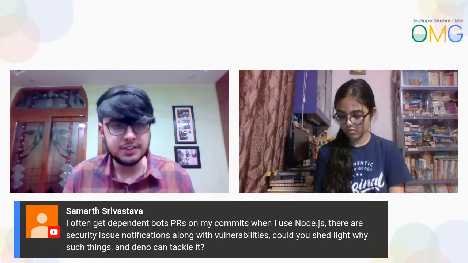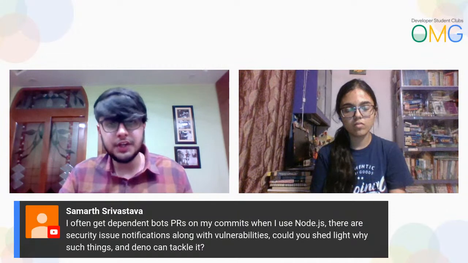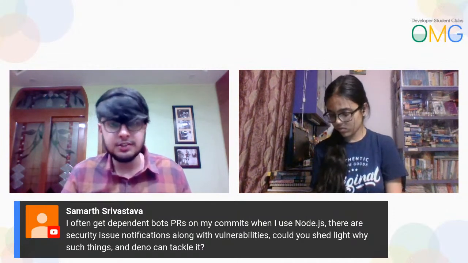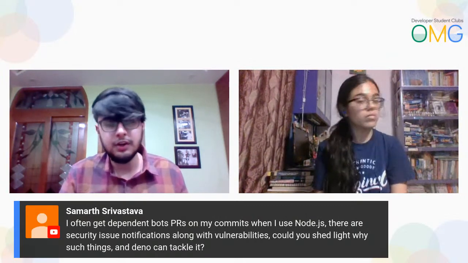Okay, someone asks, I often get Dependabot PRs on my commits when I use Node.js. There are security issue notifications along with vulnerabilities. Could you shed light on why such things happen, and can Deno tackle it? Yeah, surely. So even the creators of Node.js noticed that, yes, indeed, packages were getting deprecated faster than packages were getting made. So a lot of issues were opened on a lot of packages, and that was due to the constraints of the Node.js runtime and the safety concerns that came with it. So the creators just decided that yes, we can go on and move on to Deno.